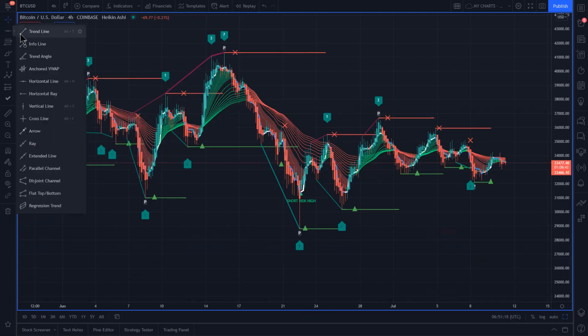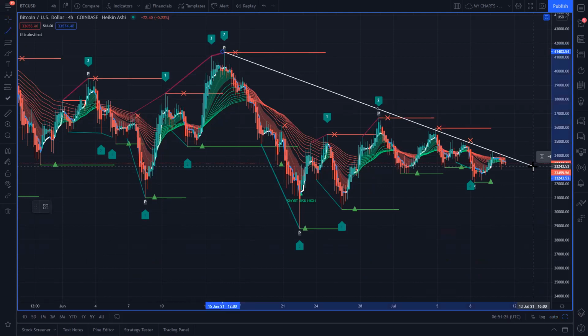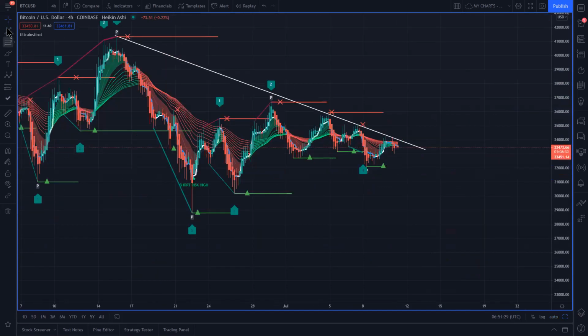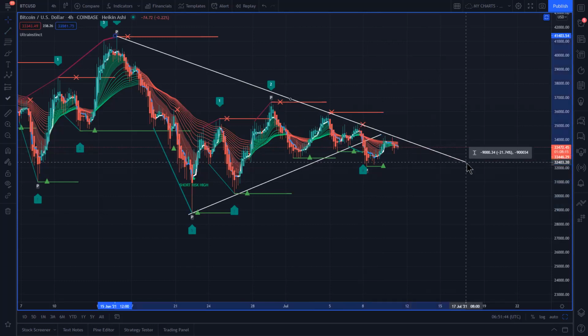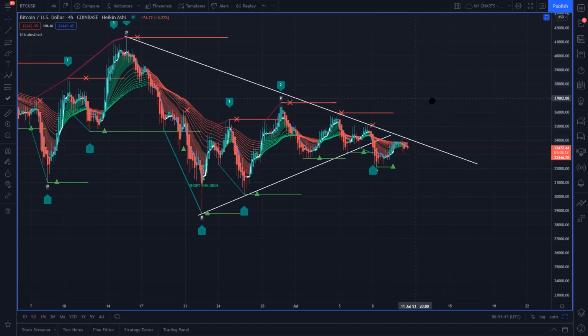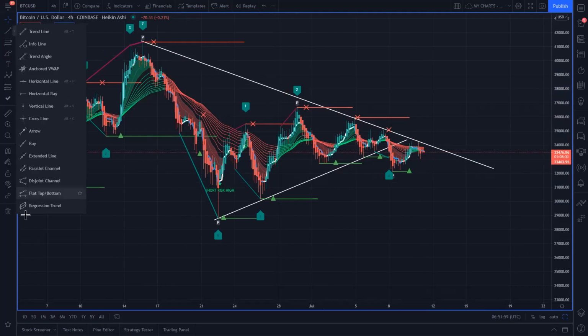Example. Now look at this here. Okay, the triangle is broken. The movement became smaller and smaller. Triangle is broken. Now it's just retesting. Okay, retesting the triangle. But this is also acting as a strong resistance. Whenever price touches the resistance again and again, it's more likely to break. Sometimes it could break.